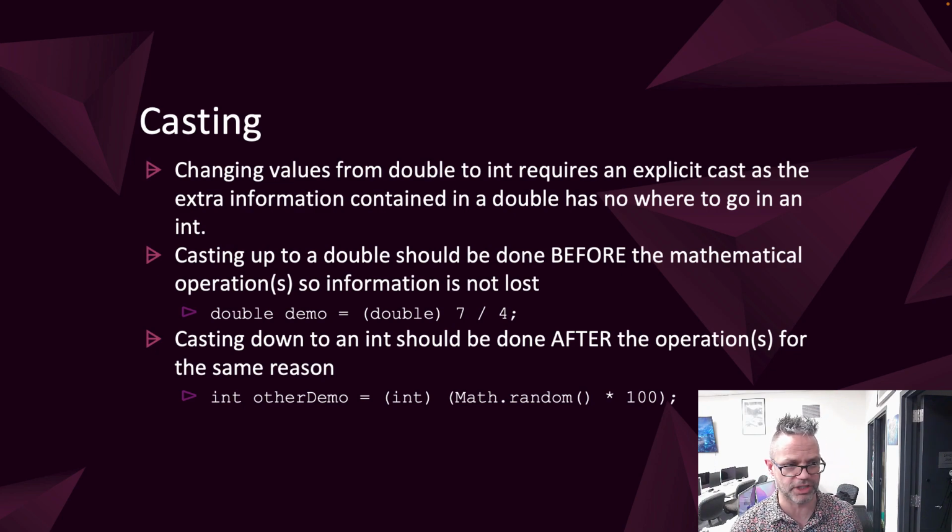And so we see right here, we have double demo is equal to parens double of 7 divided by 4. And it goes on the first value it sees. So in this case, the double is attached to the 7, not to the product of 7 divided by 4. When I'm casting down, however, it should be done after the operation so I can keep the extra information. So I have int otherDemo equals parens int, and then I have the result of math.random times 100. So I'm going to do the math.random times 100 to get that value and then turn that into an integer, because that way I can retain the information that I need when I'm casting down to an int from a double value. So that's a really important thing you want to keep track of when you're casting information: what you're doing to keep the information maintained as you work with it.